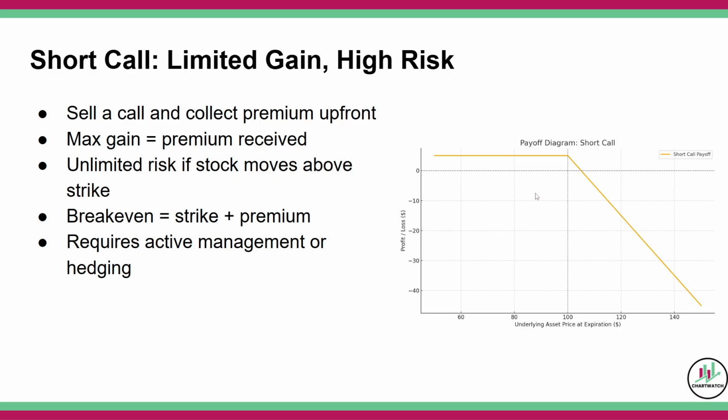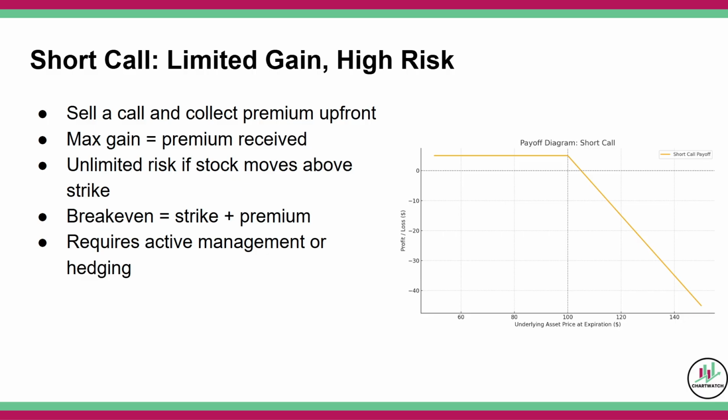Let's say you sell a $100 call for a $5 premium. If the stock stays at or below 100, the option expires worthless and you keep the full $5. That's your maximum gain. But if the stock goes above 100, especially far above it, you're on the hook. Let's say the stock explodes to 120.